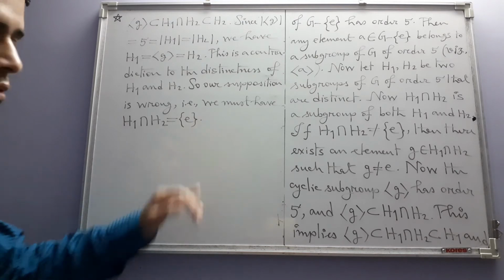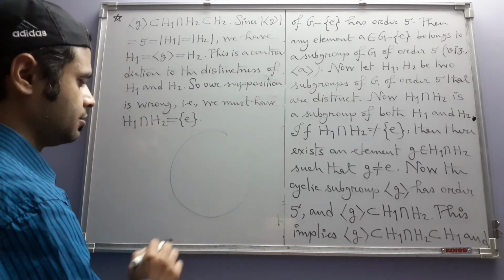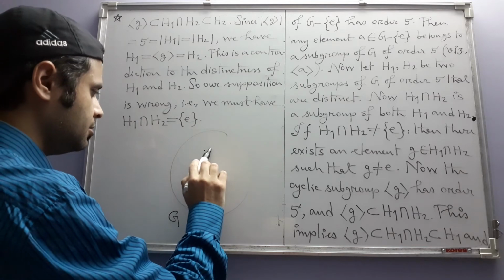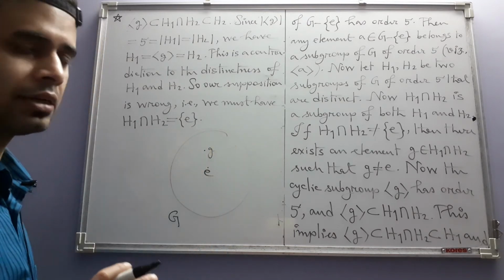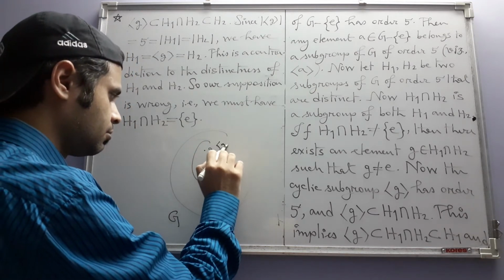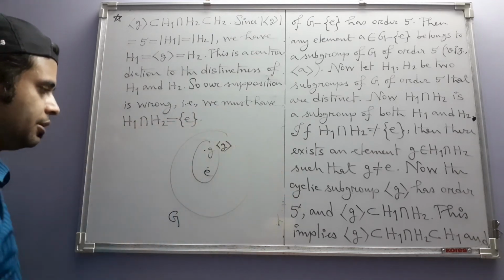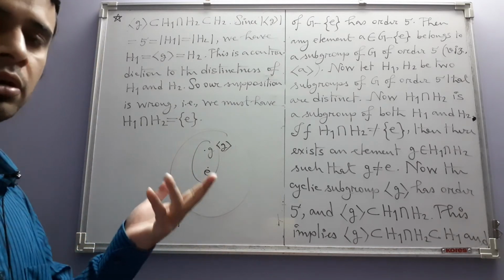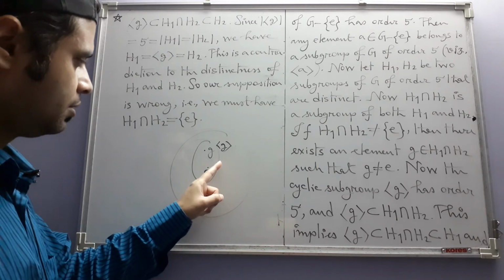So how are the elements in the original group going to look? We have the identity somewhere in the original group, and every element g belongs to a subgroup that has order 5, namely the cyclic subgroup generated by g. That means the entire group is a union of such subgroups, each of order 5, and they intersect trivially if they are distinct.